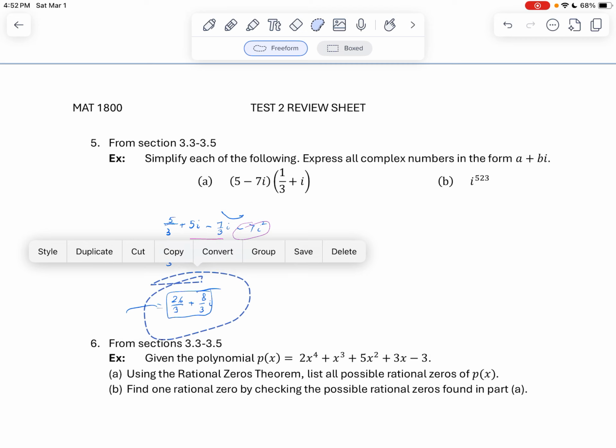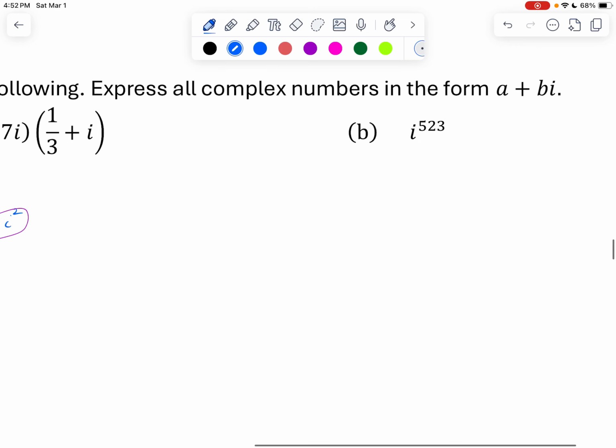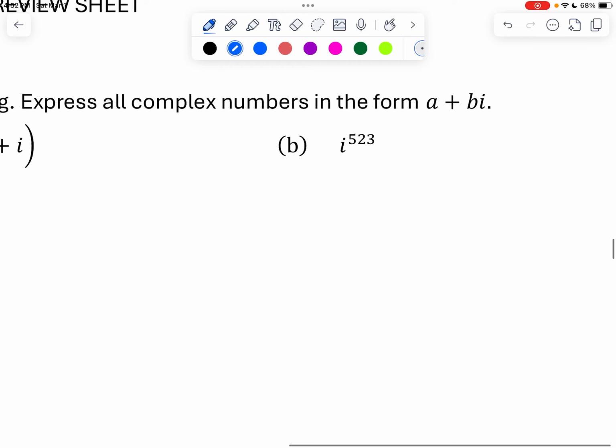So now we work with this next one, B part. So if you recall, I is the square root of -1. What is I squared? It is going to be I into I, which is square root of -1 times square root of -1, which is -1. So that's how we say I squared is -1.